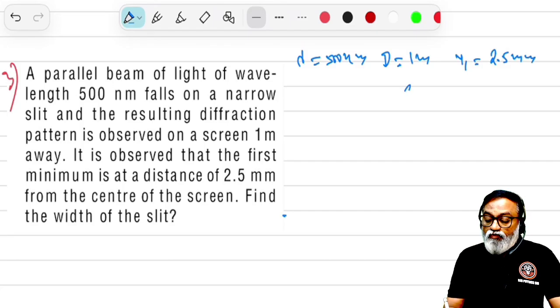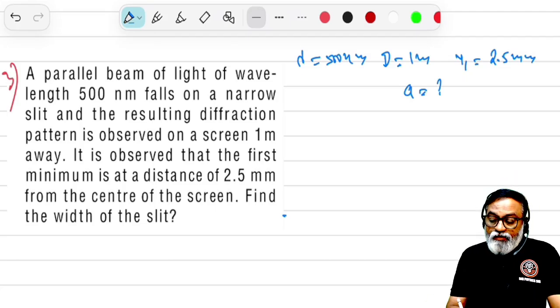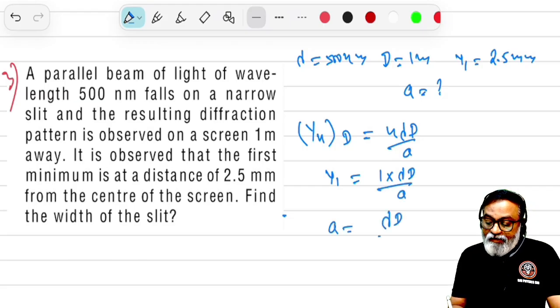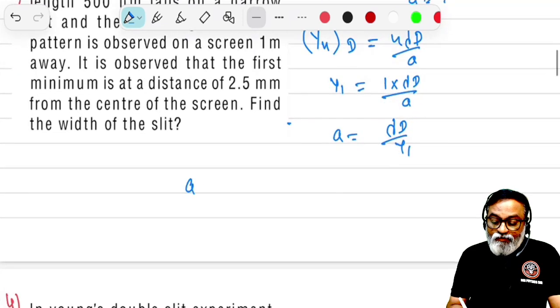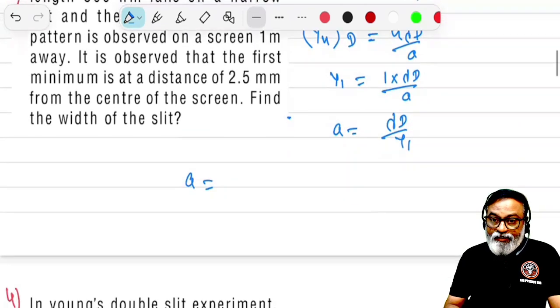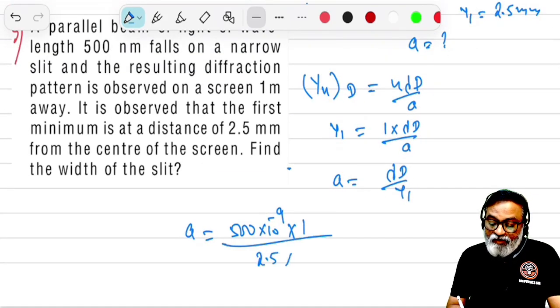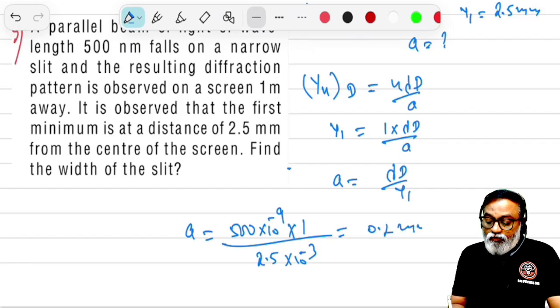Find the width of the slit. We have to find out a. For the linear position of the nth dark minimum in diffraction, y n is n lambda d by a. For the first minimum y1, it is lambda d by a. Here we have to find a, so a is equal to lambda d by y1. Lambda is given as 500 nanometers, that is 500 into 10 to the power of minus 9. D is given as 1 meter and y1 is 2.5 millimeter, that is 2.5 into 10 to the power of minus 3. This becomes 0.2 millimeter.